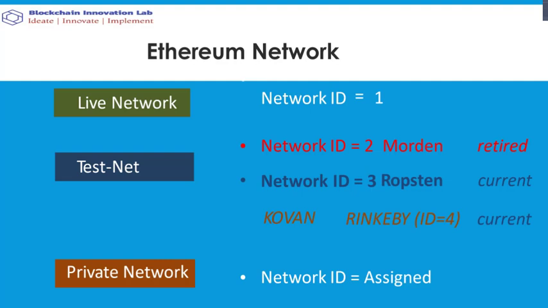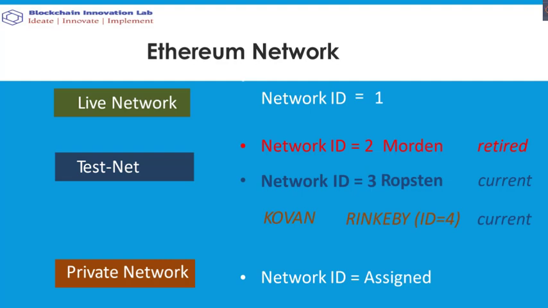One is a Kovan test network, one is a Rinkeby, and a Ropsten network. Kovan and Rinkeby have an ID of 4. Ropsten and Rinkeby are more popular. When you try to test your blockchain before it goes onto the live network, you need to use the Ropsten network, which is recommended, or you can go with Kovan or Rinkeby. However, Ropsten and Rinkeby are much more used.